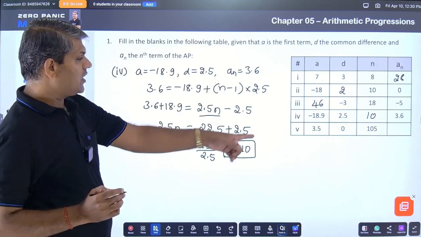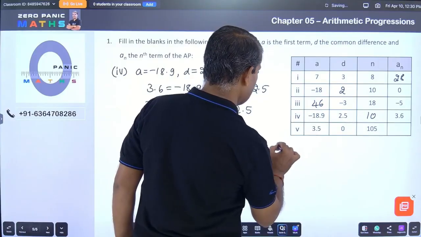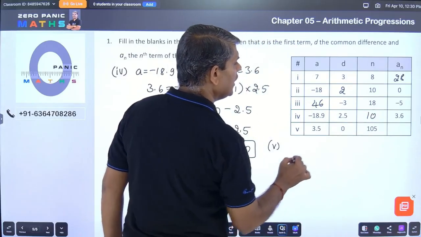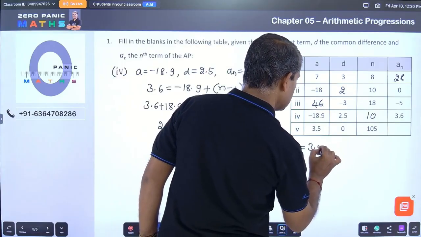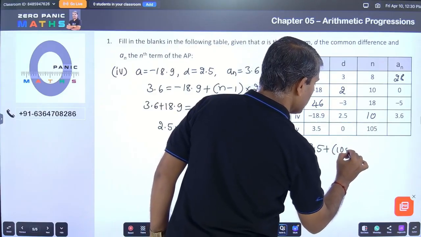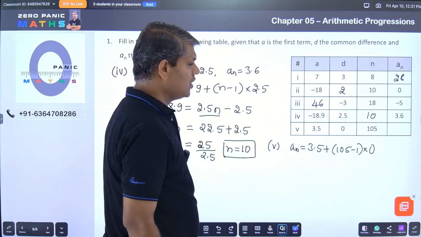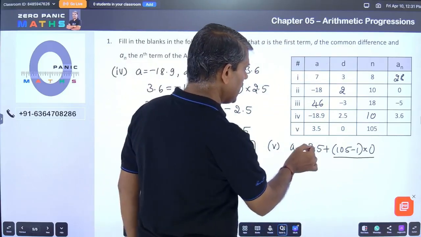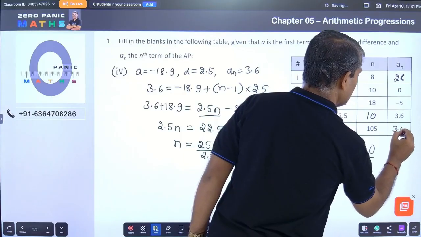Let us look at the last problem. Again, we are directly given the values of a, d and n. We need to find out an. So let me write it directly here. What is a? a is 3.5. And what is n? n is 105 minus 1. But d is given as 0. So that makes the whole last term 0. So what is an then? 3.5. So the simple value is 3.5.